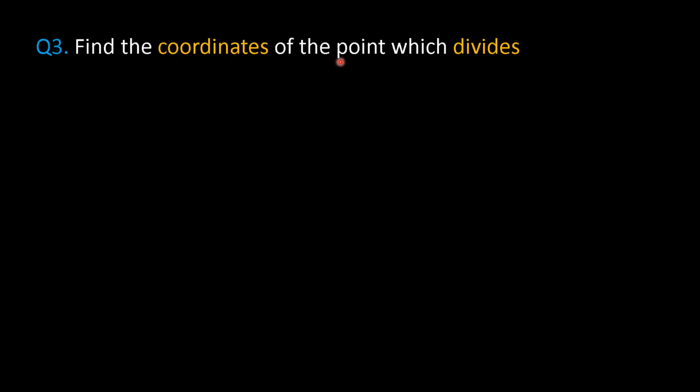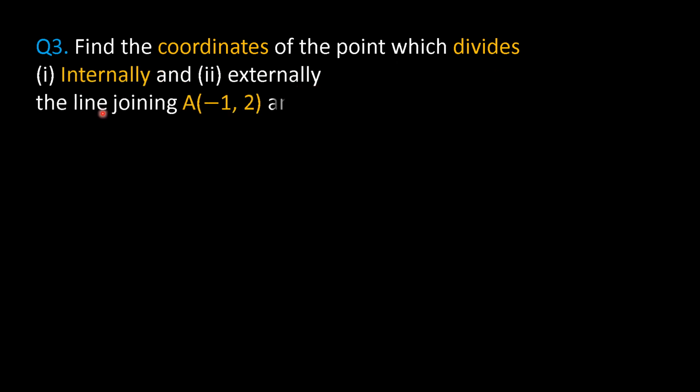In the third question, we have to find the coordinates of the point which divides internally and externally the line joining A(-1, 2) and B(4, -5) in the ratio 2:3.